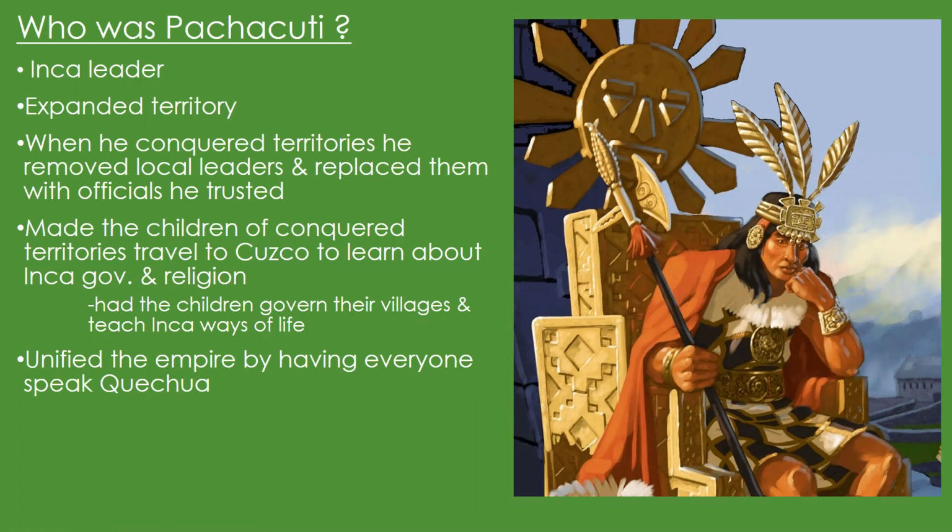When he conquered territories, he removed local leaders and replaced them with officials he trusted, kind of helping keep the empire more uniform and make sure that people were following his command and being loyal to him. He made the children of conquered territories travel to Cusco to learn about the Inca government and religion.